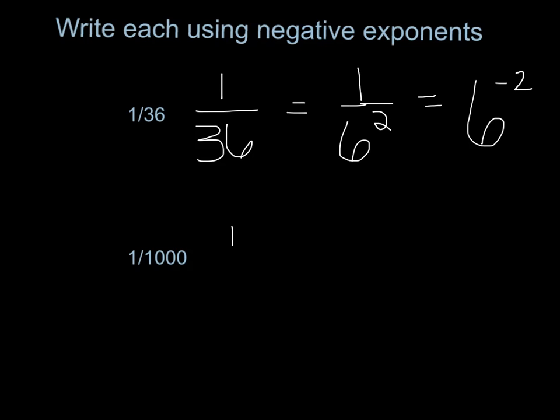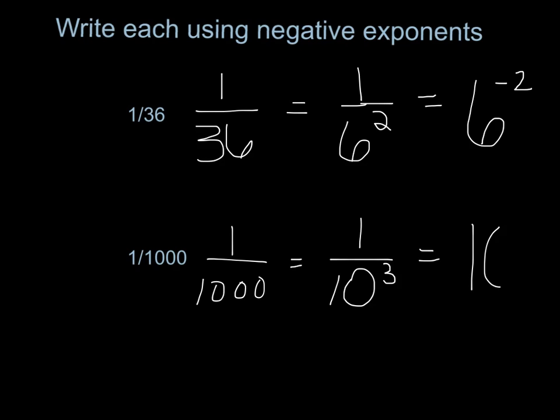Same with this one, 1 over 1,000. I know 1,000 is going to be some kind of exponent that has a base of 10. So I know it's going to be 1 over 10 to the something power. 10 to the second power is 100, so 10 to the third power would be 1,000. Now, writing with a negative exponent, it would just be 10 to the negative 3 power. So we're just kind of thinking the opposite when it's asking us to write it with a negative exponent.